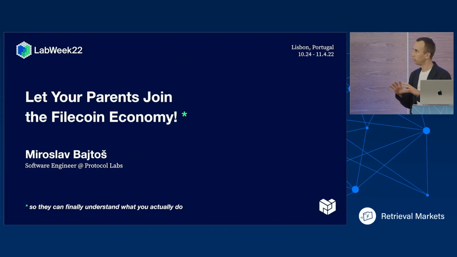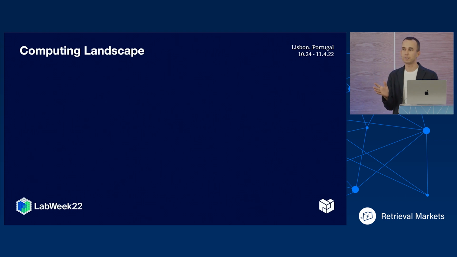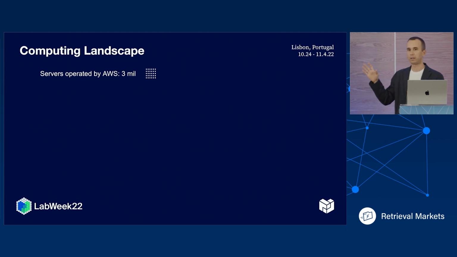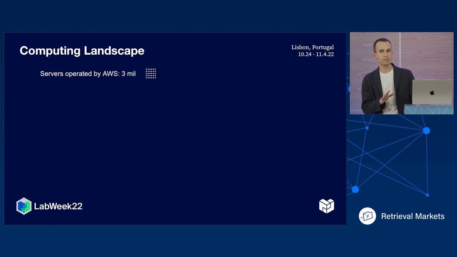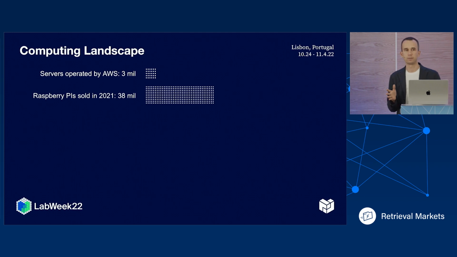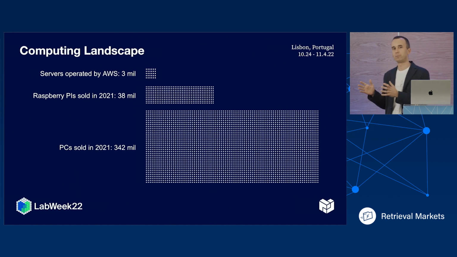I'd like to start by looking a little bit at the computing landscape, where we are now. If you think about all those servers running in data centers, let's say AWS, based on public information, there are about 3 million machines running in AWS, which might seem like a lot, but to put this into perspective, if you think about Raspberry Pis that have been sold in the last year alone, it's 10 times more units. And this is just Raspberry Pis. If you look at all personal computers, PCs, sold in the last week, then it's even 10 times more again.